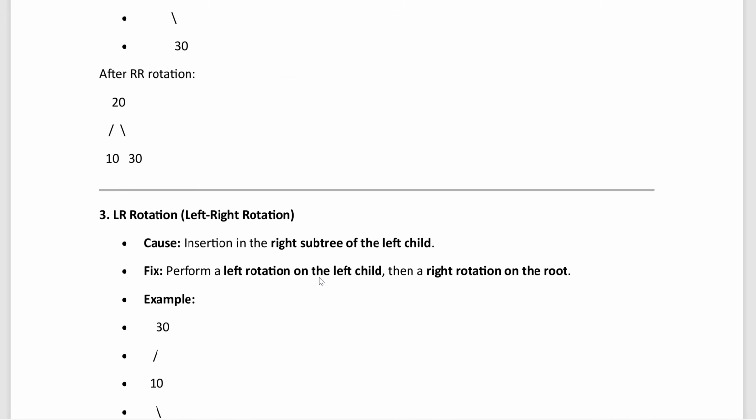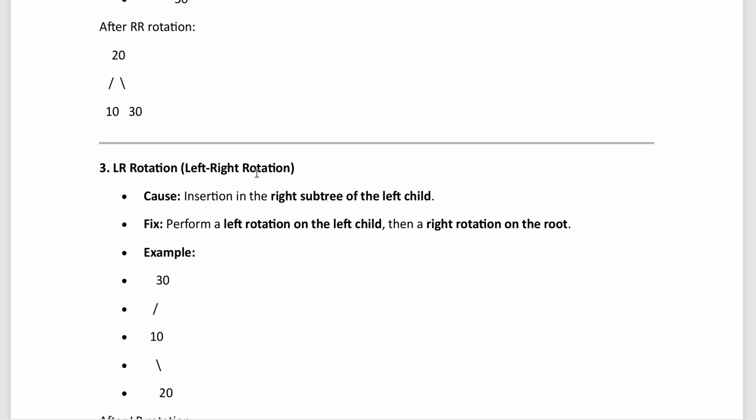And the third is the LR rotation, that is left right rotation. It is caused by insertion in the right subtree of the left child. For example, first node is 30, next we want to add 10. Because 10 is less than 30, we will add 10 to the left of the node 30. And then we are going to add 20. Because 20 is greater than 10, 20 will be added as the right child of node 10.